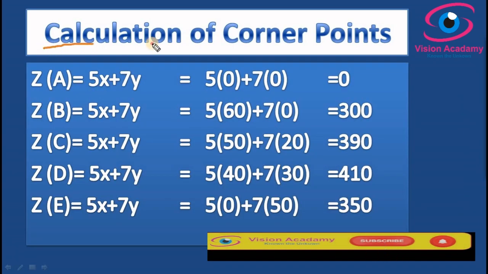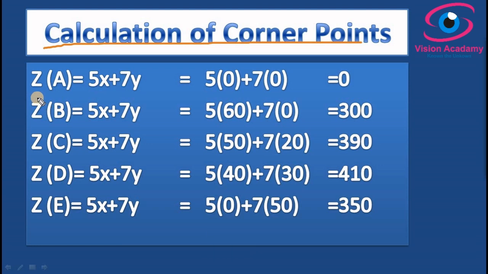Here I have applied the corner points to the objective function. The objective function of this problem is maximize z = 5x + 7y. We have 5 corners as I said. Corner A is the origin, where x and y are both 0, so the value is 0. In corner B, x is 60, y is 0. 5 into 60 is 300, 7 into 0 is 0. So in corner B the result is 300.